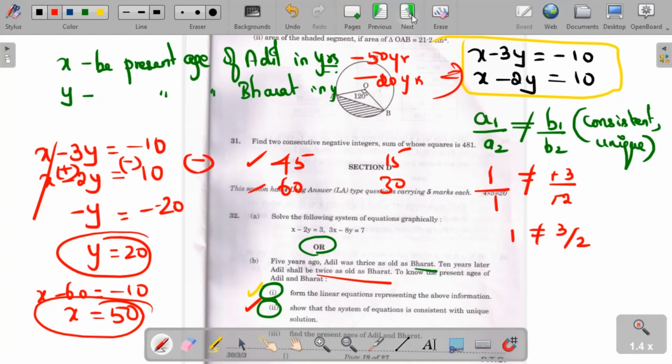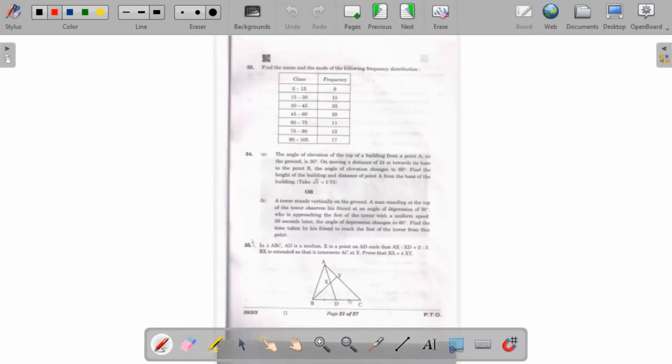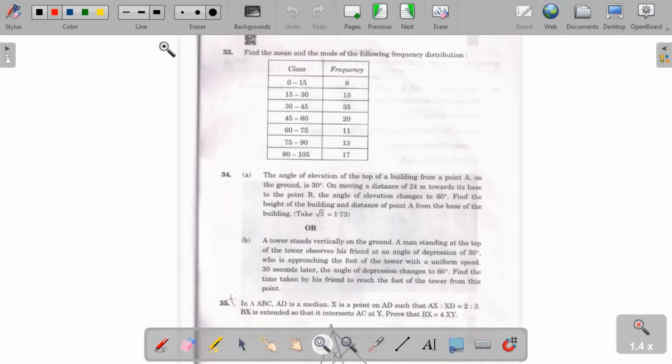Now let's move on to the next question in this exercise, which is finding the mean and the mode for the given frequency. So I'm going to write out the xi here nearby. Class interval is 0 to 15. So the xi will be upper class plus lower class interval by 2. 15 plus 0 by 2, so this is 7.5. In the next case, it will be 22.5.